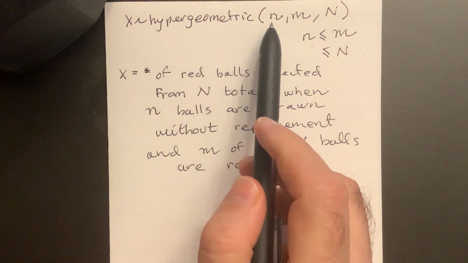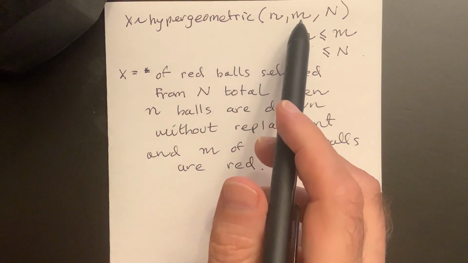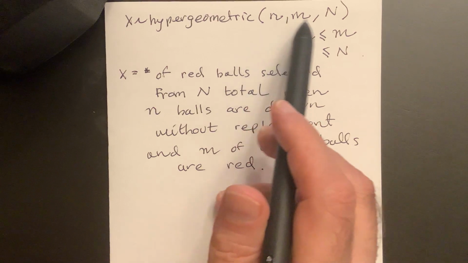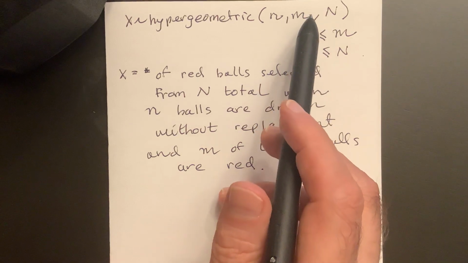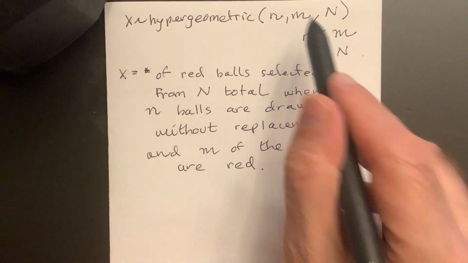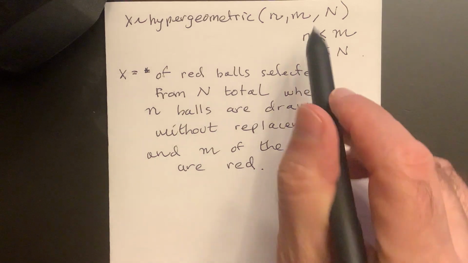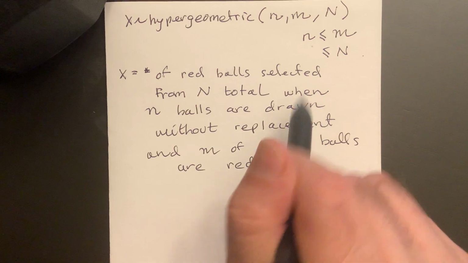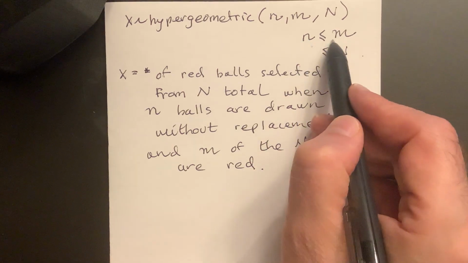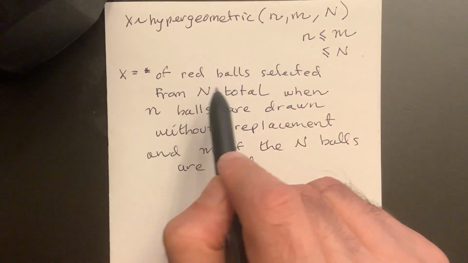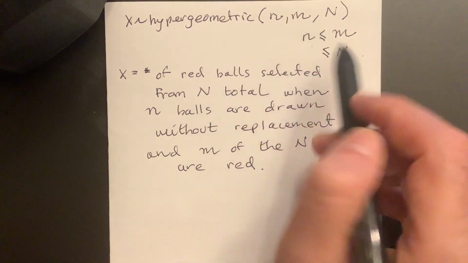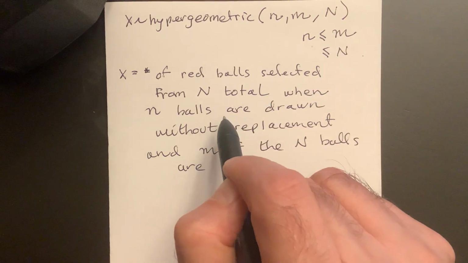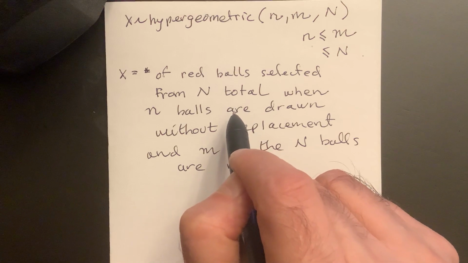So X is the number of, say, red balls that are selected when we pick little n from a jar with capital N balls, but little m of them are red, or whatever feature we want of whatever thing we're picking. Okay, so we require little n to be less than or equal to the number of that feature, and that feature should be obviously less than or equal to capital N. That's sort of obvious.